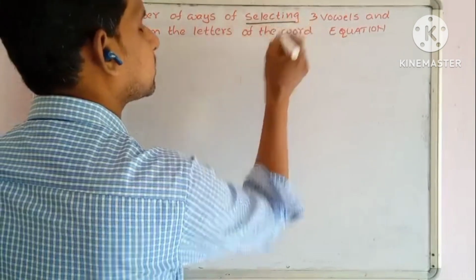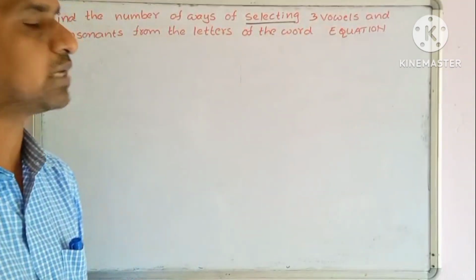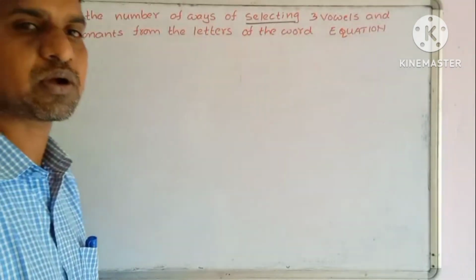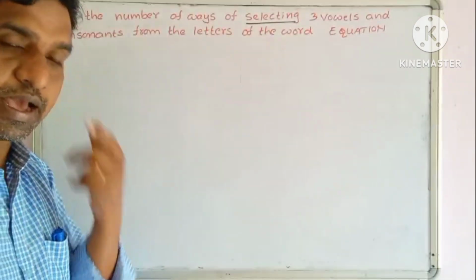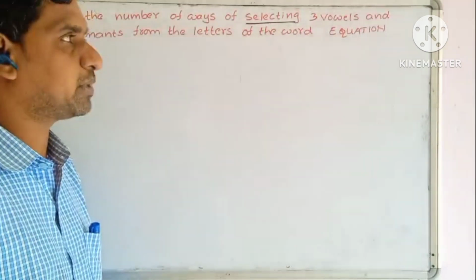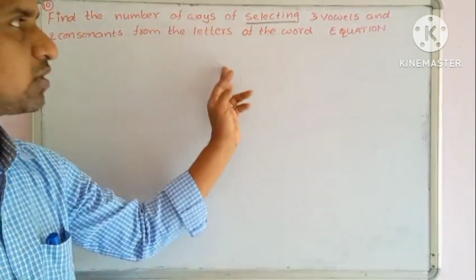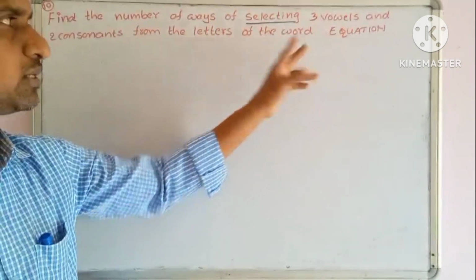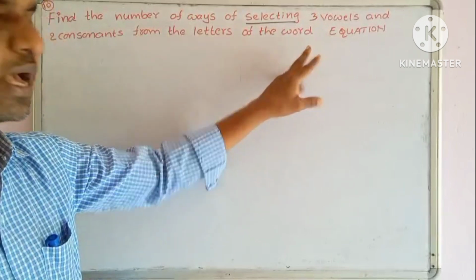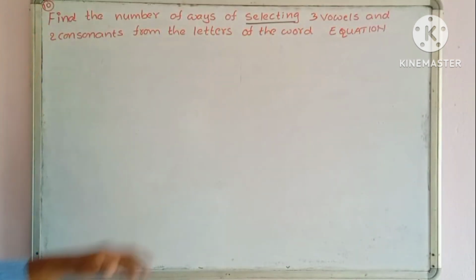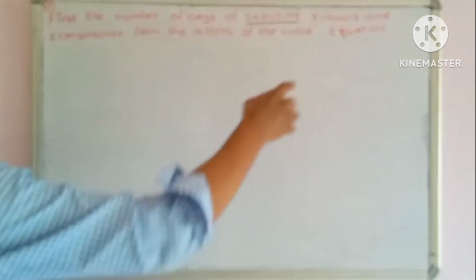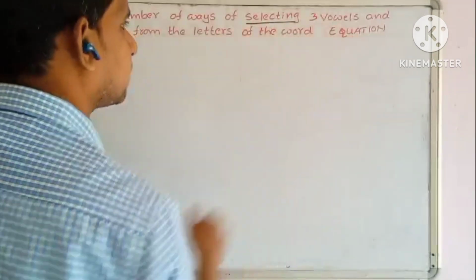Selecting is nothing but combination. Remember the point: selection is nothing but combination, and arrangement is nothing but permutation. The difference between permutation and combination is that selections are combinations, and permutation means arrangements. So here, what is the word equation?